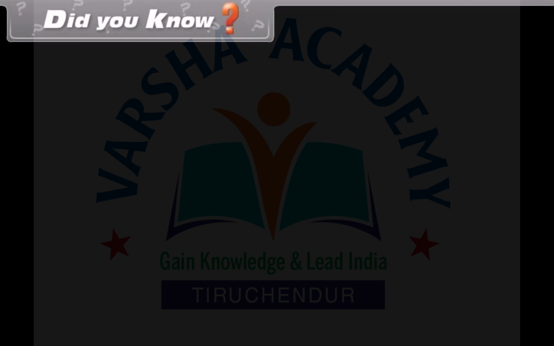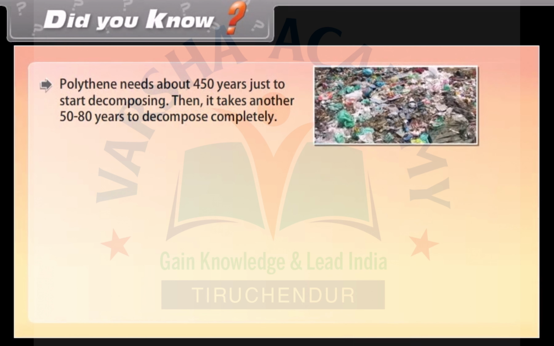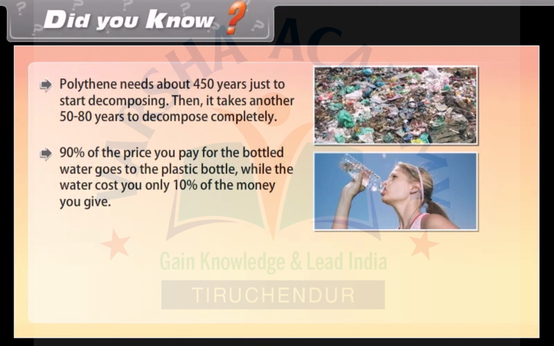Did you know? Polythene needs about 450 years just to start decomposing. Then it takes another 50 to 80 years to decompose completely. 90% of the price you pay for bottled water goes to the plastic bottle, while the water costs you only 10% of the money you give.